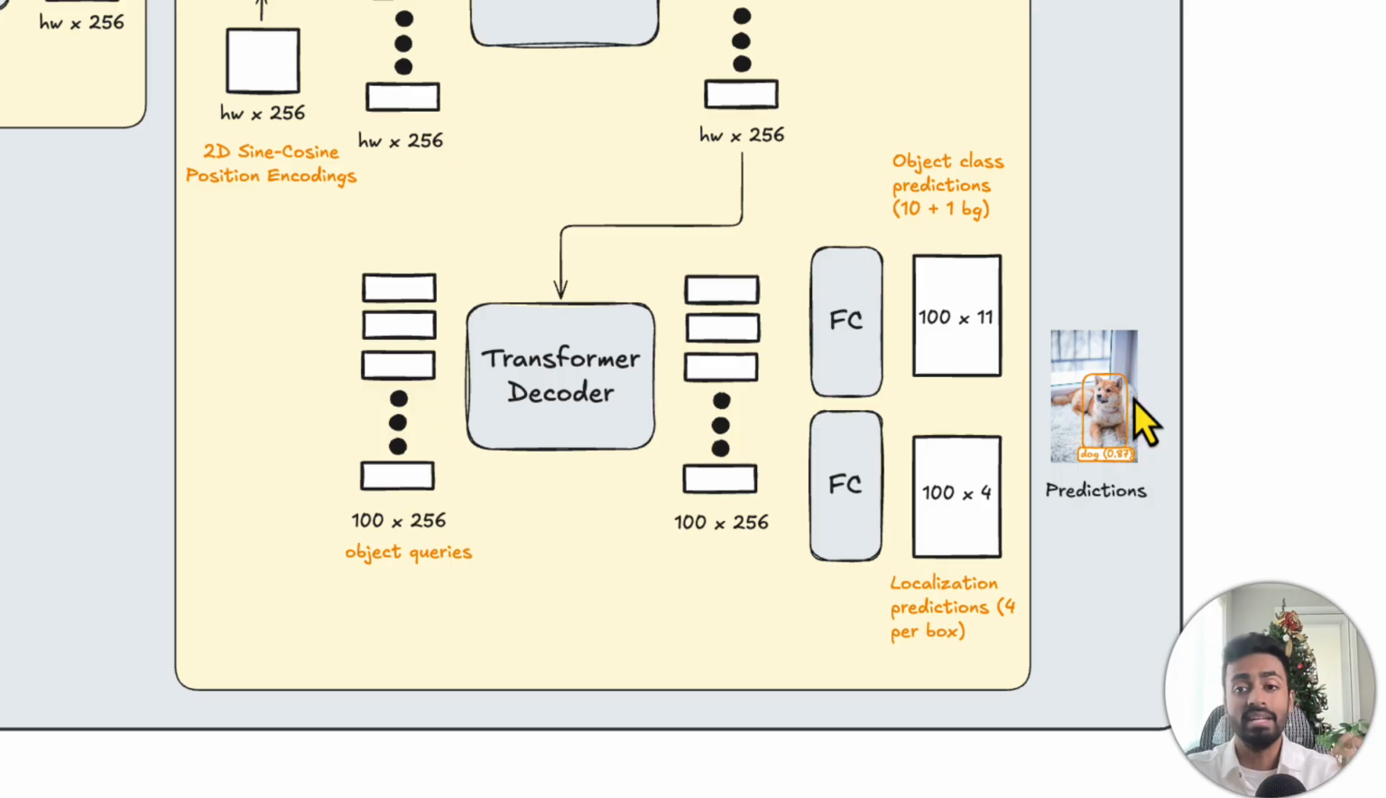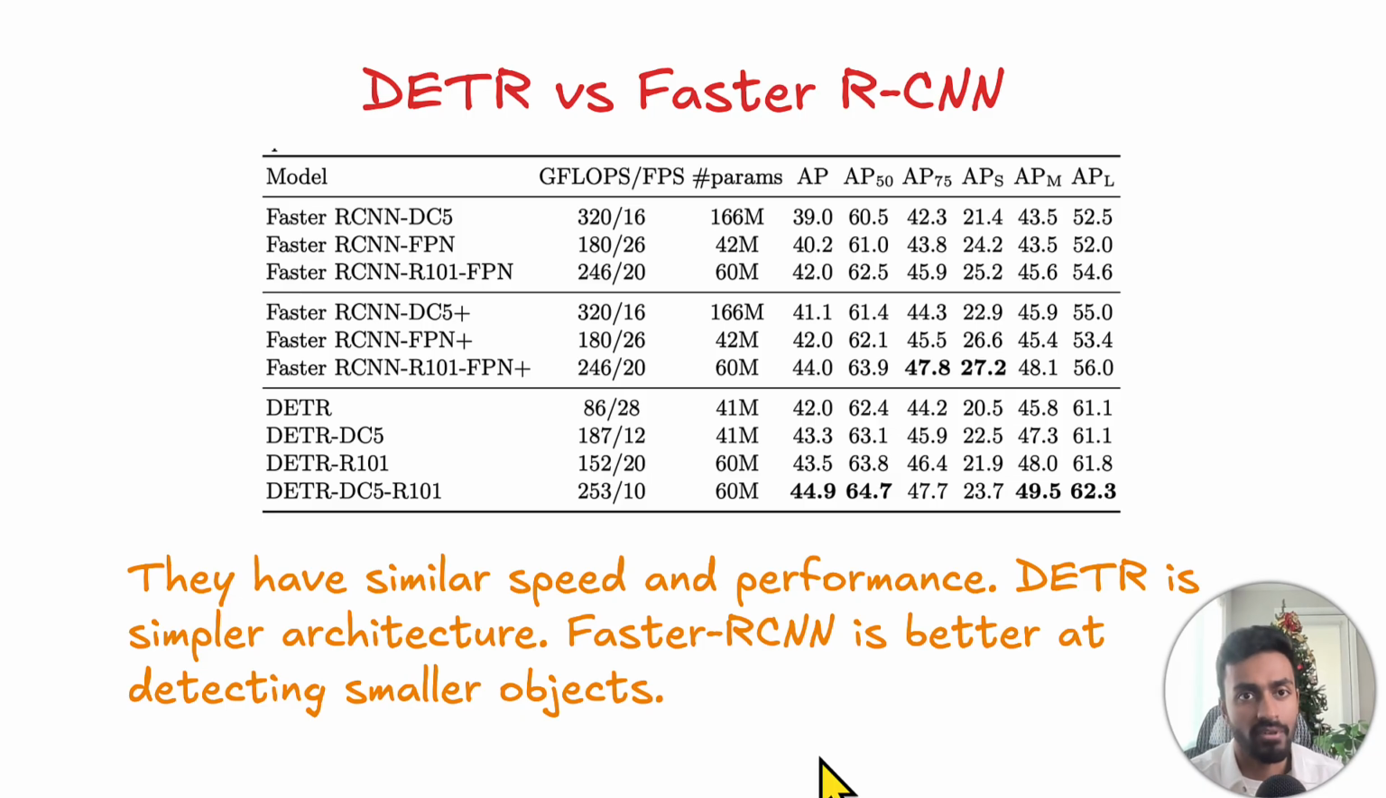And so we don't really need non-maximum suppression or any other post-processing here, which is fantastic as it simplifies our architecture. So let's now look at performance. This is a snapshot of a table from the paper where we have different versions of faster RCNN and different versions of DETR. Now, this FPS is frames per second, which basically indicates speed, how fast these are at inference. The higher the numbers here, the higher the speed. And AP over here indicates average precision. So the higher these numbers, the higher the performance.